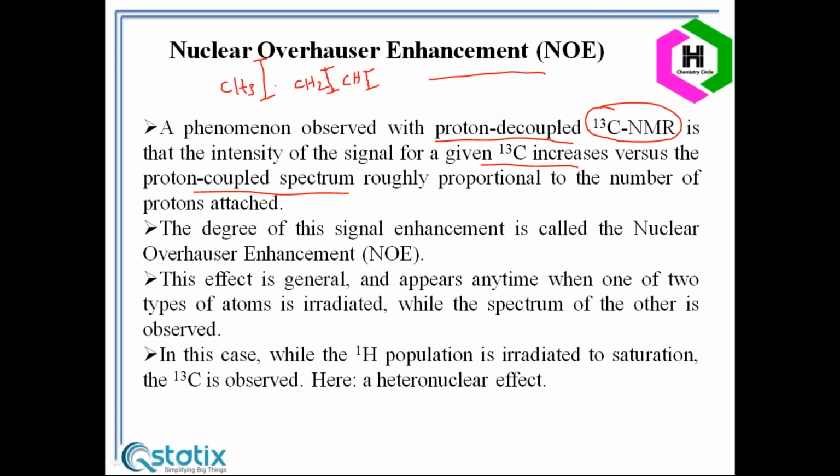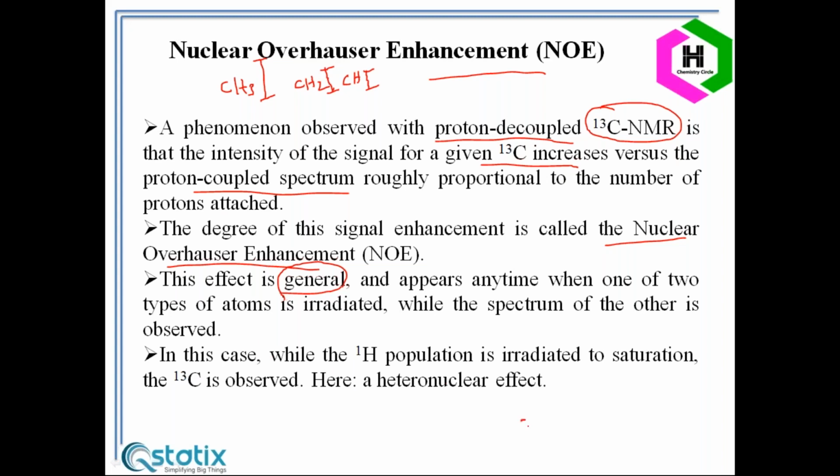So why is it increasing and then decreasing? This can be explained. The increment and decrement of the signal intensity can be explained using an effect we call the nuclear Overhauser enhancement. This effect is general. You can see it in proton NMR, C13 NMR, or any other NMR. It appears anytime one of two types of atoms is irradiated.